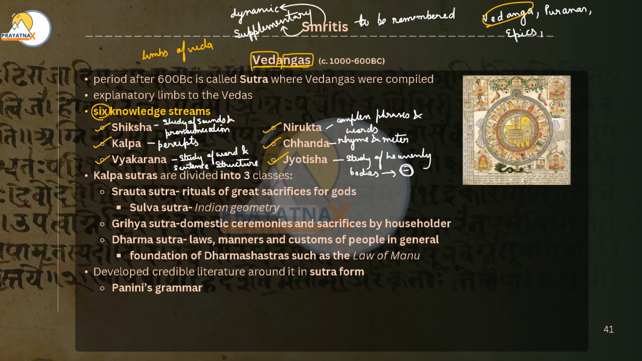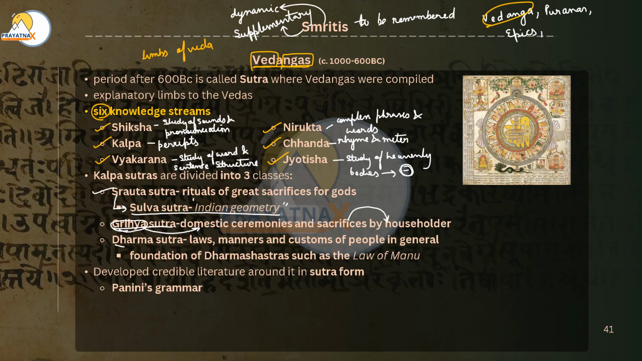Now, the Kalpa Sutras are basically divided into three classes: the Shrauta Sutra, Griha Sutra, and the Dharma Sutra. Now, Shrauta Sutra deals with the rituals of sacrifice for the gods. Now, of this, Sulva Sutra contained information about Indian geometry. Now, Griha Sutra, as the term suggests, Griha means domestic, so it dealt with the domestic ceremonies and the sacrifices that were to be performed by the householder.